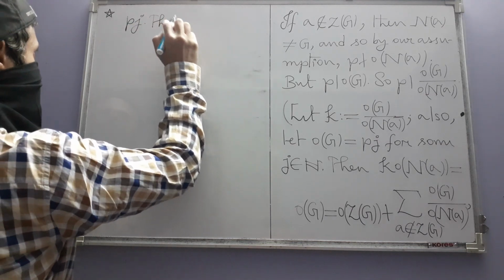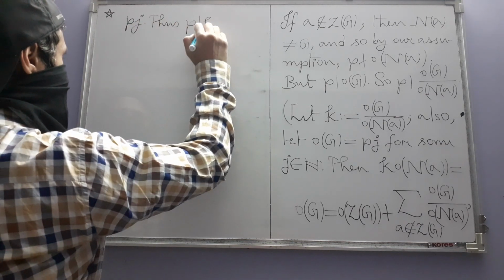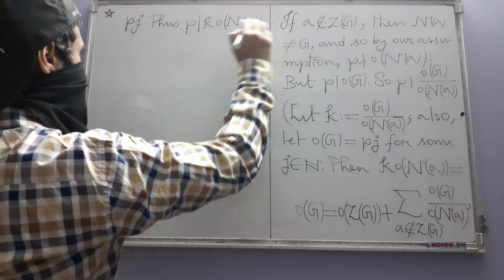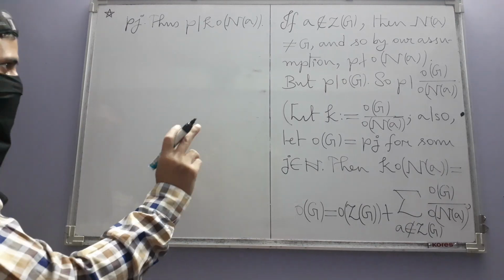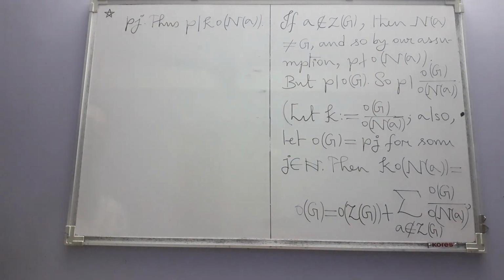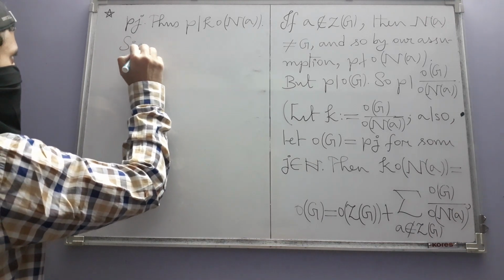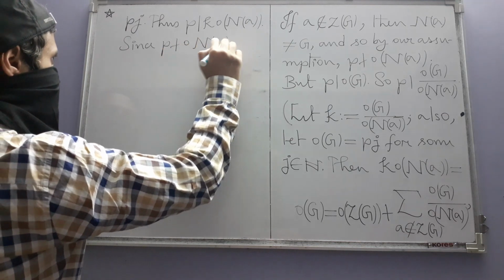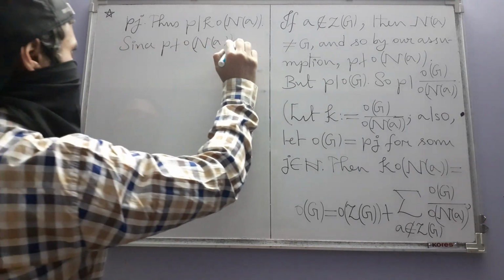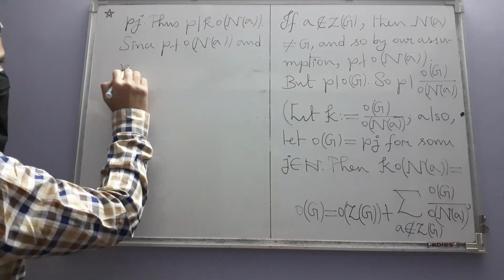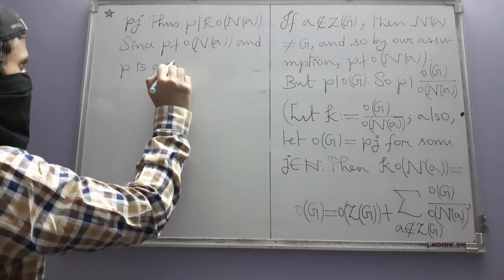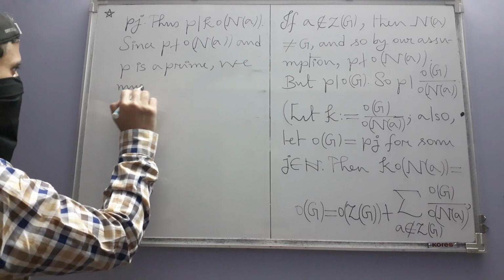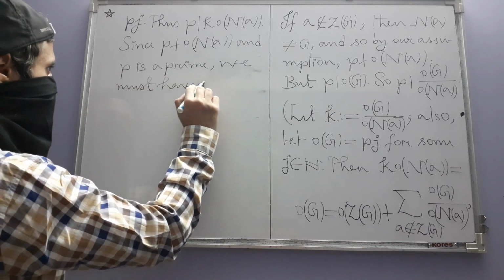So that means P divides K times order of N_a naturally, because it's a multiple of P. Thus, P divides K times order of N_a. But P does not divide order of N_a. Since P does not divide order of N_a and P is a prime, we must have this.